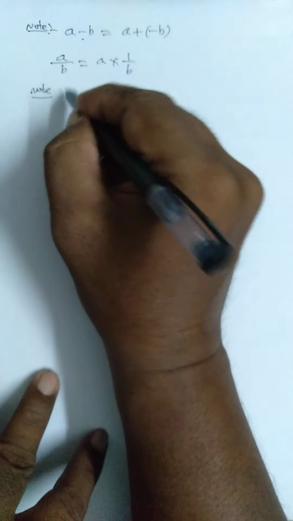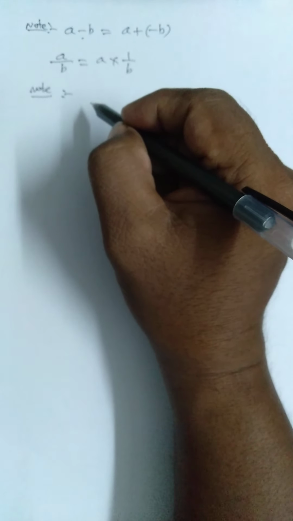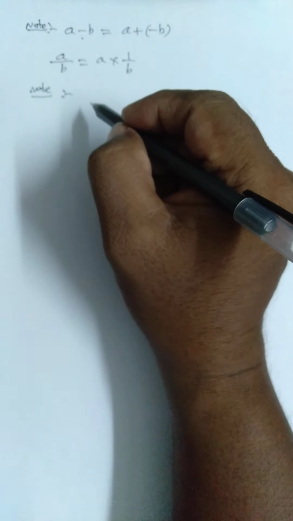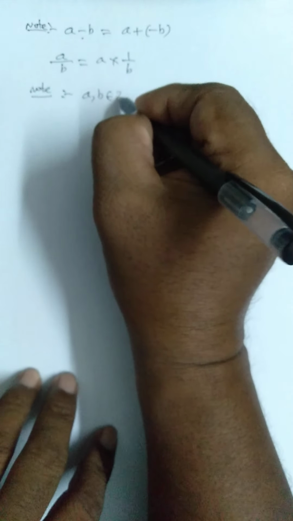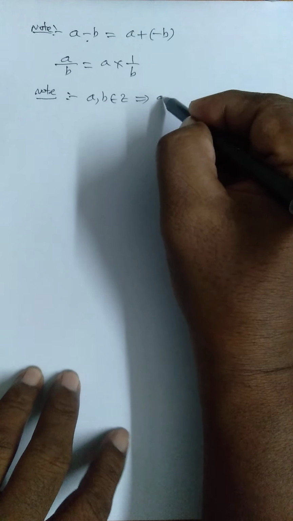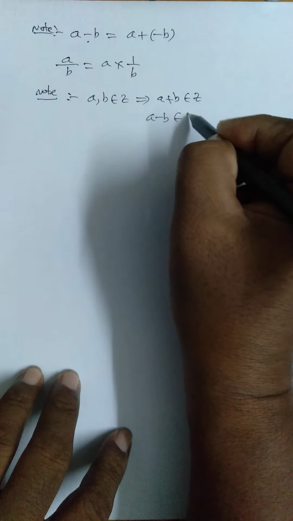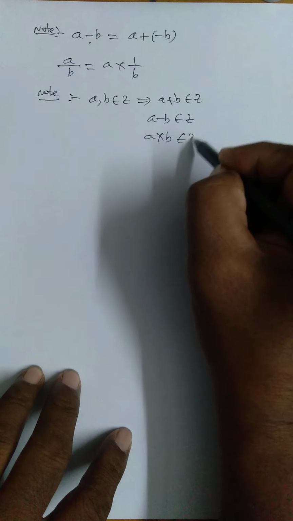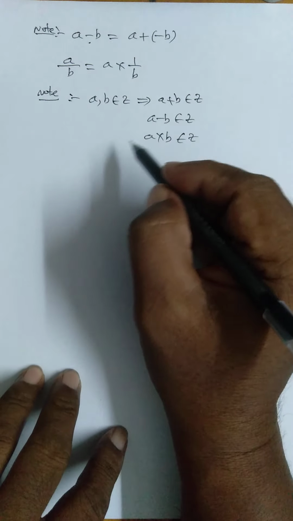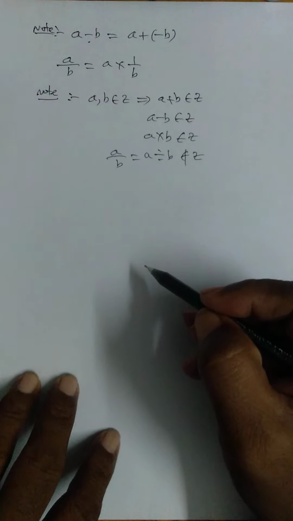Note. So what is closure property? A, B are integers, A star B is also an integer. Here star means addition or subtraction or multiplication or division. So A, B belongs to Z implies A plus B, sum of two integers, is also an integer. A minus B is also an integer. A into B, product of two integers, is also an integer. A by B, A divided by B, not an integer.